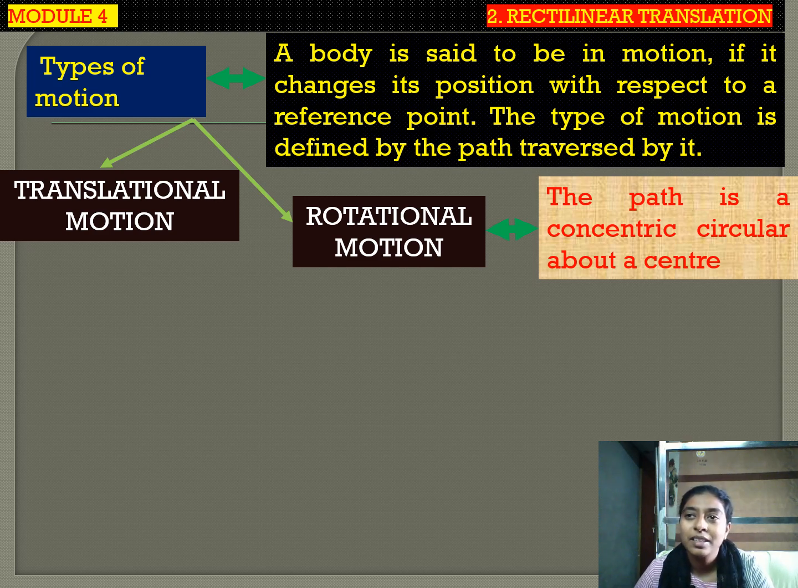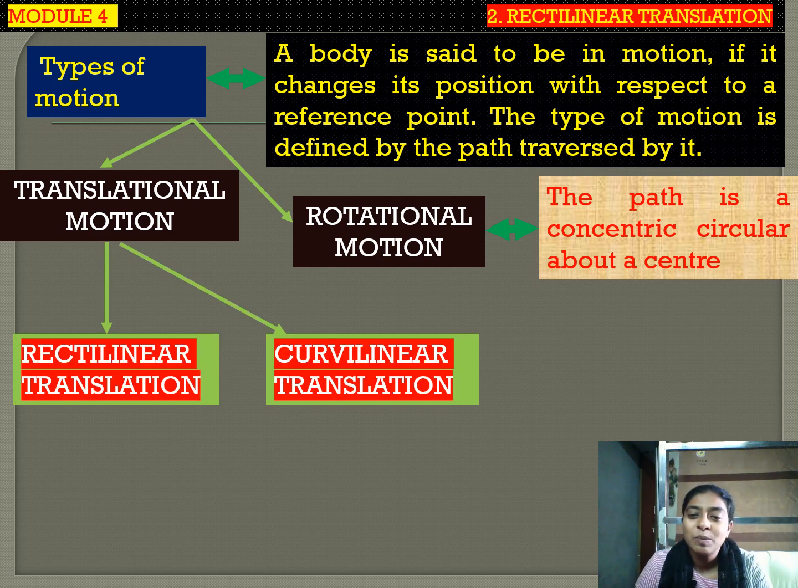For example, we can take the moving of a tire. With respect to the center and with respect to an angle, the angle changes and the movement of the object is made with respect to some point. So it is concentric circular, and we call it rotational motion. It rotates. All objects undergoing rotation come under rotational motion.